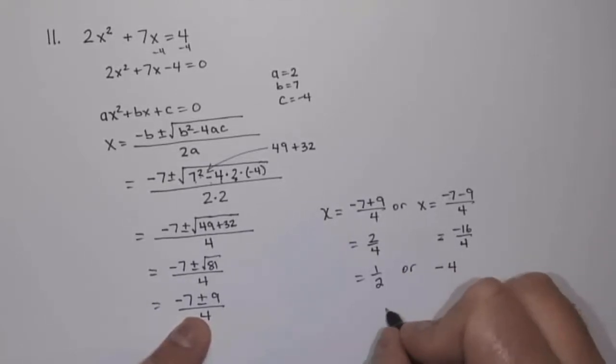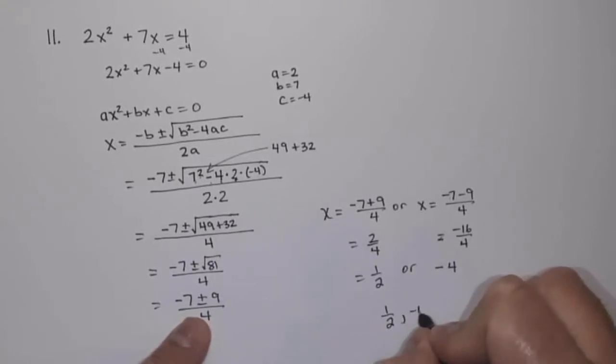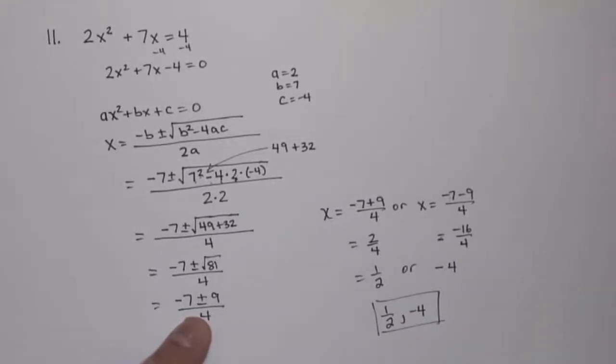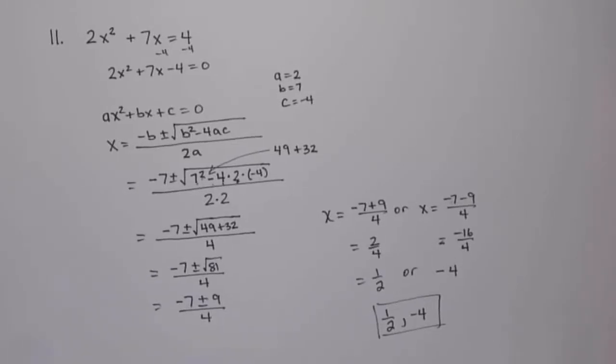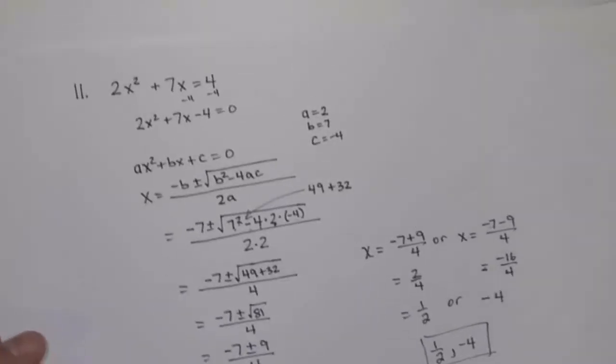So we have two answers there. We have 1/2 for one answer, negative 4 for the other answer. So there are the solutions to our quadratic equation. Let's do one more on this video. So let's look at number 12.